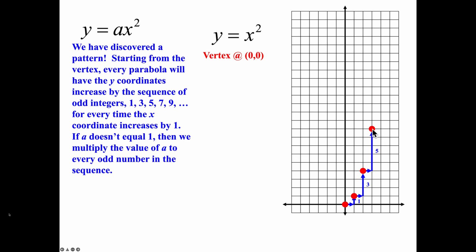From this point here, 1 to the right. Up 7. 1, 2, 3, 4, 5, 6, 7. There's my point. Let's see. 1 to the right, 9. Will it fit? 1, 2, 3, 4, 5, 6, 7. Nope, 9 doesn't fit. So I stop right here. So my curve of my parabola, I just connect those all together. And there's what we'll call the right half of the parabola.